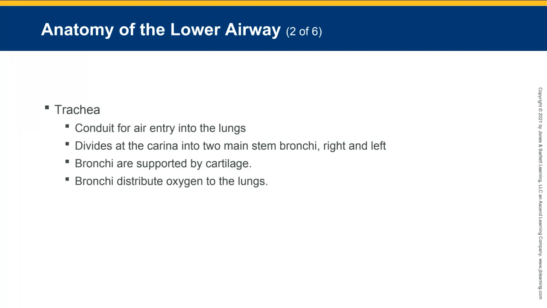Trachea. The trachea is a conduit for air entry into the lungs. It divides at the carina. That's where it bifurcates into two main stem bronchi, right and left. The bronchi are supported by cartilage. The bronchi distribute oxygen to the lungs.